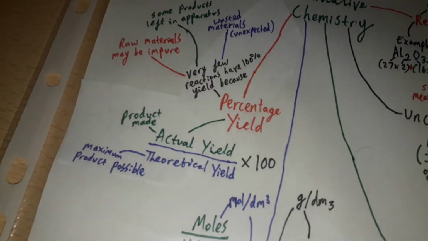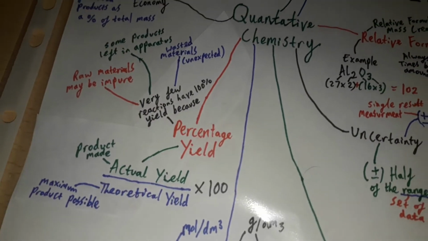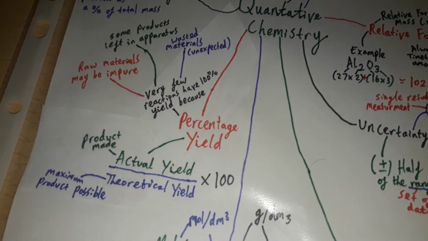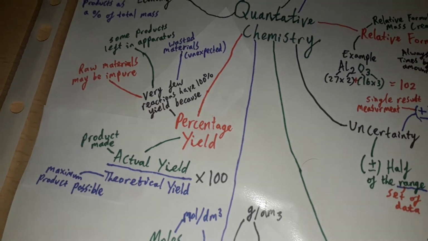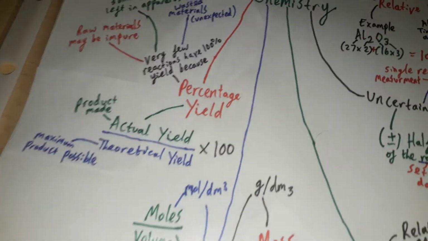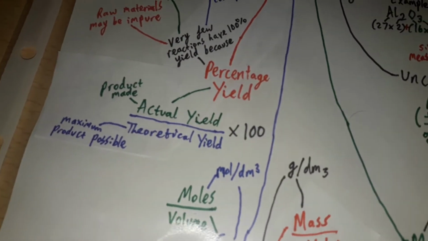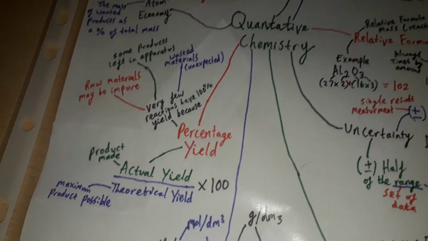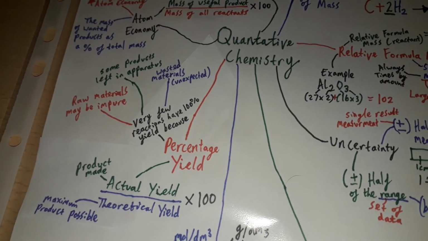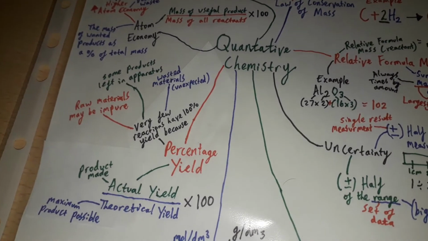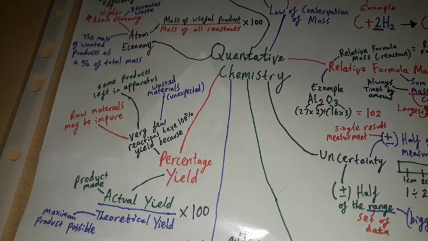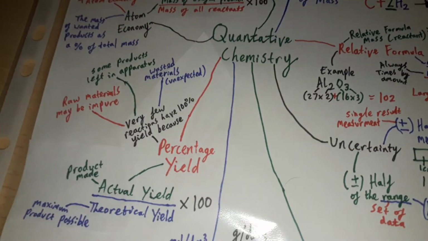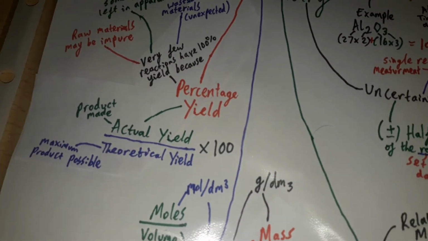So next, let's look at percentage yield. Percentage yield is the actual yield divided by the theoretical yield times 100. The actual yield is the actual amount of product made, and the theoretical yield is the maximum product possible. So when things actually happen in a reaction, a lot less tends to be made than you would think would be possible, because things hold it up. So let's look at this.